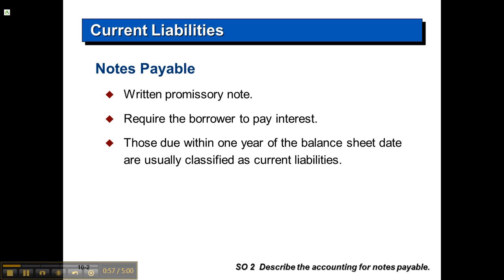If the note is for a promise to pay back in greater than a year, that would be a long-term liability and would be handled in a different section of our balance sheet. So the focus here is on the current liabilities and the short-term note payable.